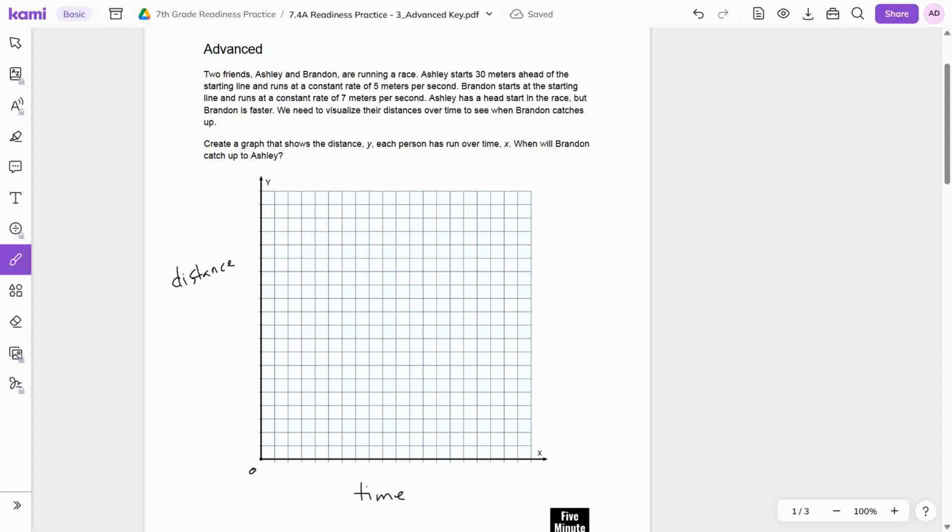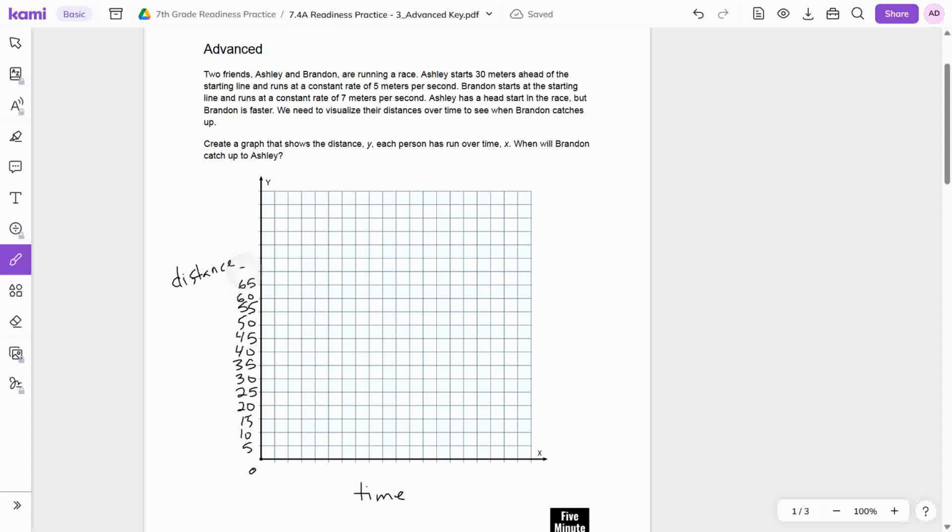So Ashley starts 30 meters ahead of the starting line and runs at a constant rate of 5 meters per second. So let's do this. Let's have our distances just go, I'm seeing a 30 and a 5. Let's label this by 5s. Now you might have chosen a different scale, so we'll end up looking at the same answer, but our graphs might be different if you didn't skip count by 5s. Maybe you skip counted by 10s. If you tried to skip count by 1s, hopefully you figured out that you ran out of room really quick.